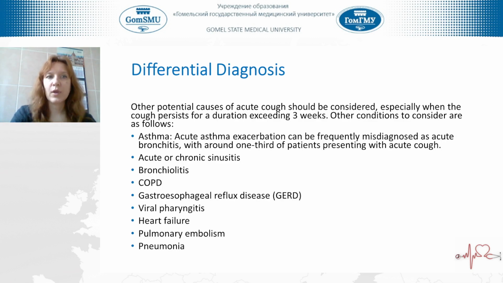Differential diagnosis. Other potential causes of acute cough can be considered, especially when the cough persists for a duration of more than 3 weeks. Other conditions to consider are as follows. It can be bronchial asthma. Bronchial asthma exacerbation can be frequently diagnosed as acute bronchitis, with around 1/3 of patients presenting with acute cough. Also acute or chronic sinusitis, bronchiolitis, COPD, gastroesophageal reflux disease, viral pharyngitis, heart failure, pulmonary embolism, and pneumonia.